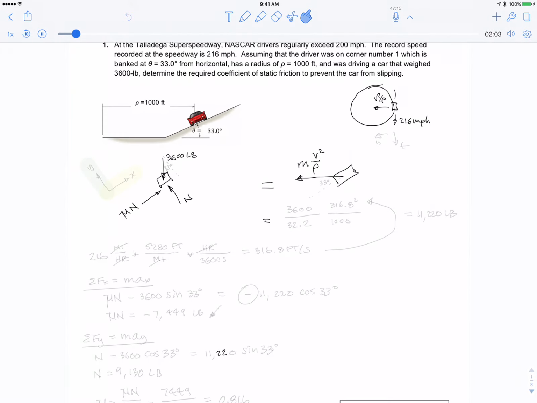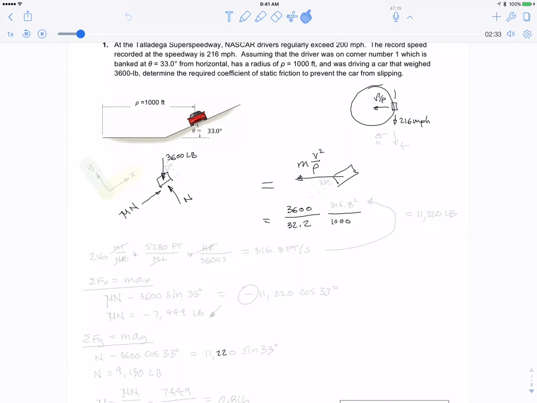Okay, the mass is 3,600 pounds divided by gravity. The weight divided by gravity is the mass, and so in pounds, the gravity in feet per second squared is 32.2. And 3,600 over 32.2 is actually slugs. Okay, the velocity is 216 miles per hour. We're going to have to change that to feet per second, so I'll leave that blank. And the radius was 1,000 feet.